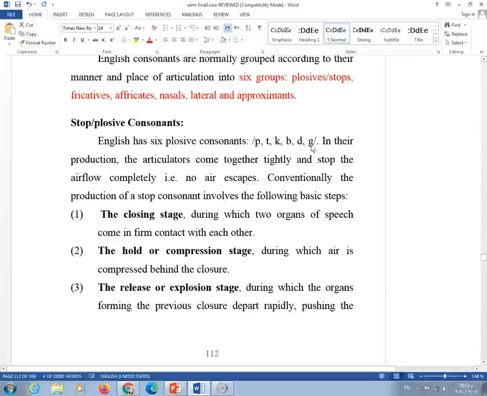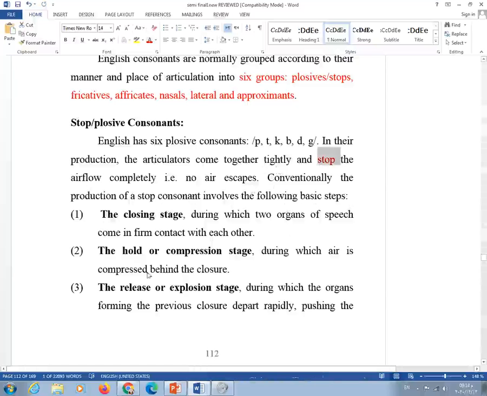In their production, articulators, هم organs of speech, أعضاء الكلام, come together tightly and stop. This is a very key word. And stop the airflow completely. No air, بمعنى إن no air can escape. No air escapes. Conventionally, the production of a stop consonant involves the following basic steps or stages. 3 مراحل عشان ننطق الصوت ده.